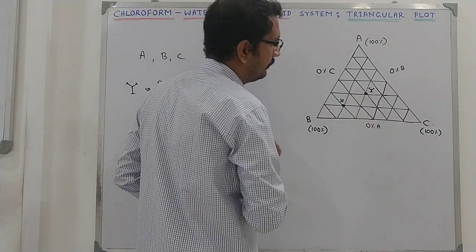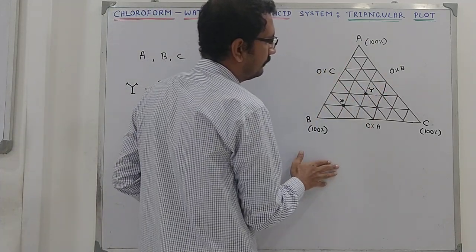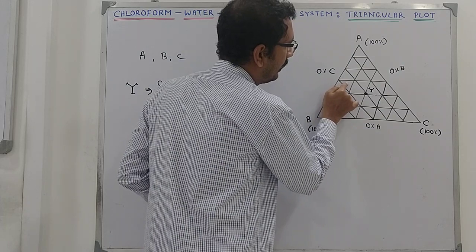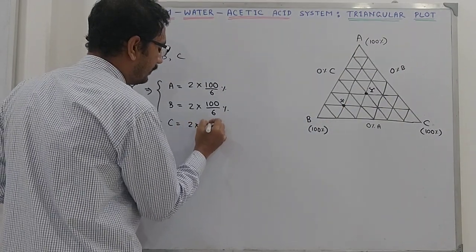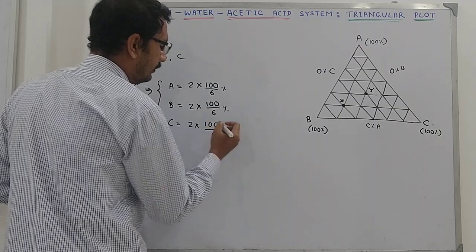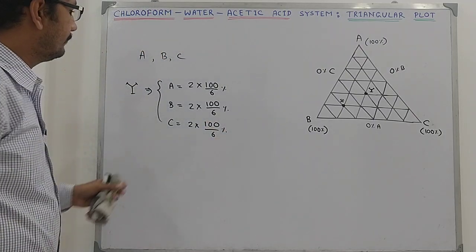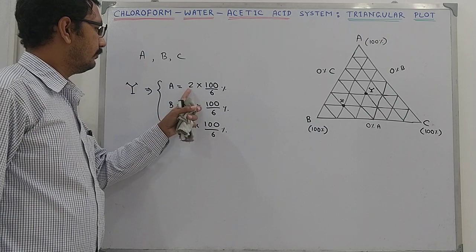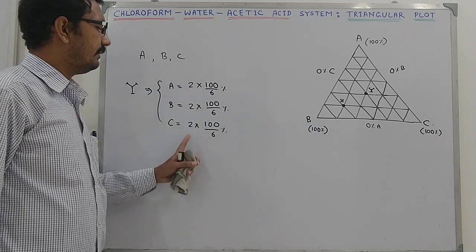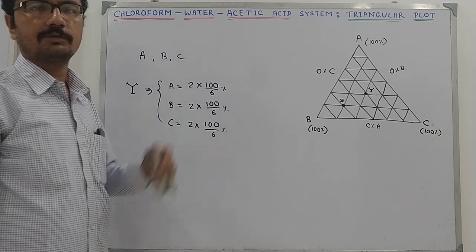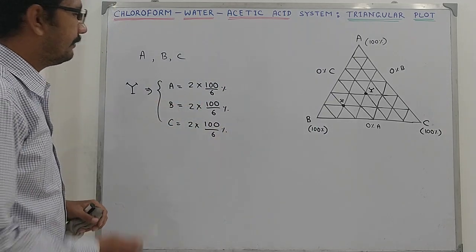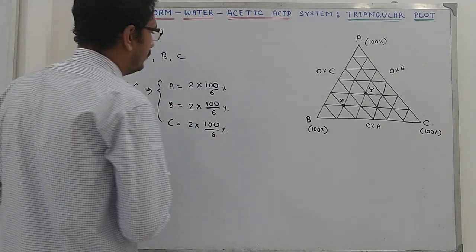Now to find C, you have to approach from this side. Here again there are 2 triangles, so 2 steps, so it is 2 into 100 by 6%. So you see that 2, 2 and 2, if you add these, you will get 6. So in total 6 into 100 by 6, that will give you 100%. So yeah, we have determined it correctly.